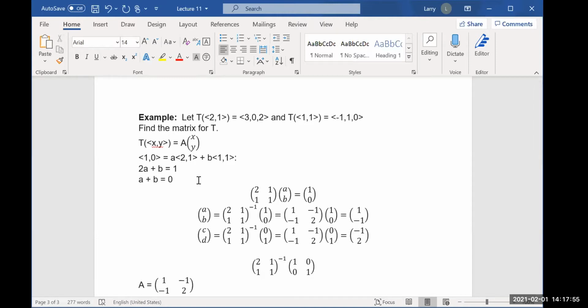What haven't I used yet? X's and Y's. No, I haven't used the 3, 0, 2 and the negative 1, 1, 0 in the example, because that's what we're trying to find, right?